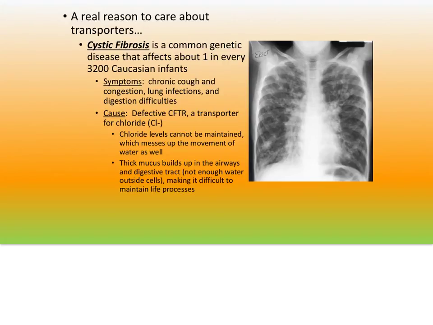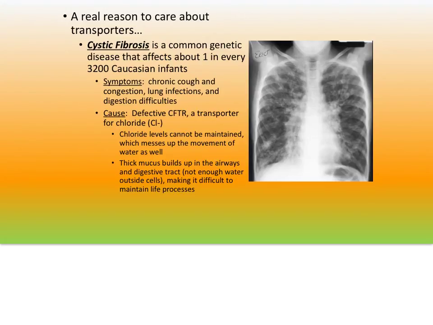Now, cystic fibrosis is very common genetically. It is a genetic disease, so you're born with it, and at this point there's no cure for it. It affects a lot of Caucasians, particularly of European descent. So like it says here, 1 in every 3,200 Caucasian births is born with cystic fibrosis, so that's actually fairly common in terms of a disease.